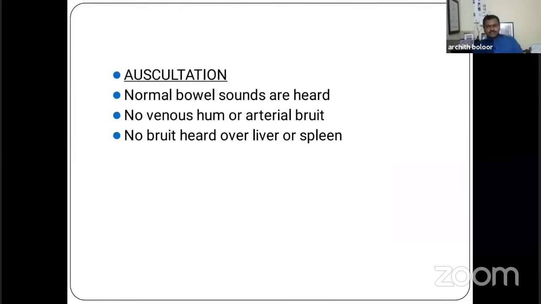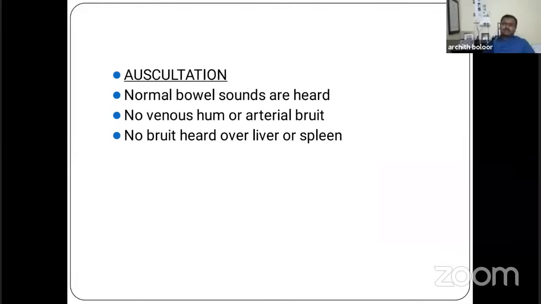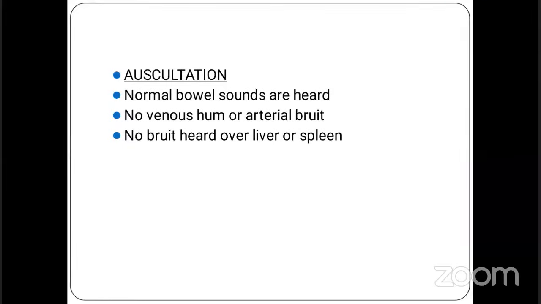What about the veins? You didn't tell me anything about the veins on palpation. They weren't significant. They weren't tortuous. You could not find the direction of flow. No, sir, it wasn't that significant.